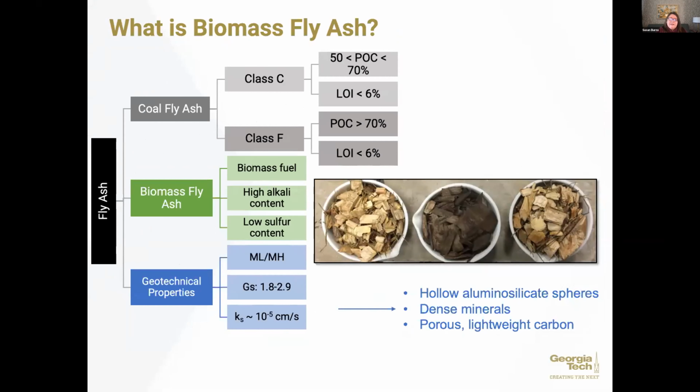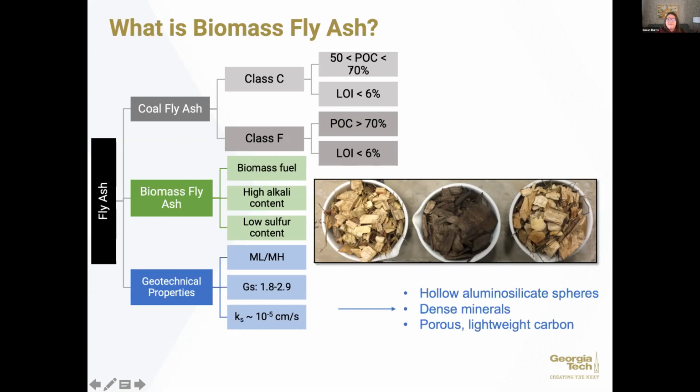So let's think a little bit now. What you saw previously on the last slide was coal fly ash. Let's take a look at what biomass fly ash is. So in contrast, you see the coal information here at the top. We've got it split into class C. Remember, the difference here is that C has some cementitious properties. And we make these definitions essentially based on properties within the ash.